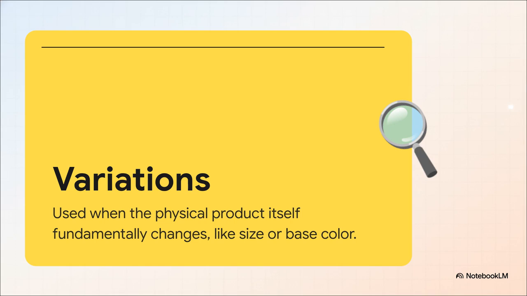Now, variations, on the other hand, are used when the physical product itself fundamentally changes. So if you're selling a t-shirt and you're offering sizes like small, medium, large, or base colors like black, white, and blue, those are variations. Actually, let me emphasize this. You should never use personalization fields to ask a buyer for their t-shirt size. Keep physical product changes exclusively locked into the variations tool.